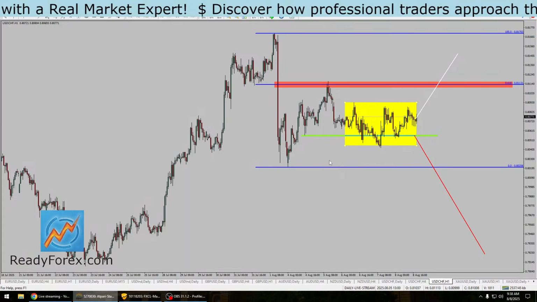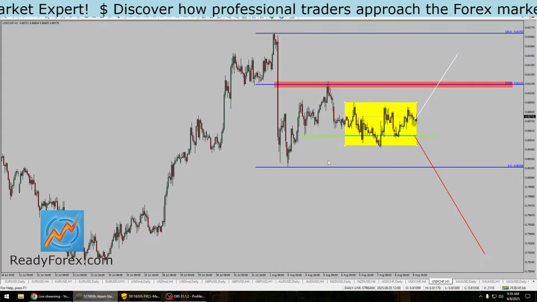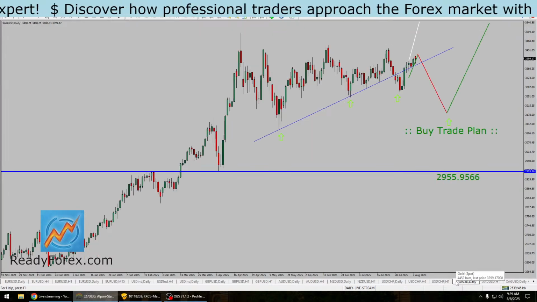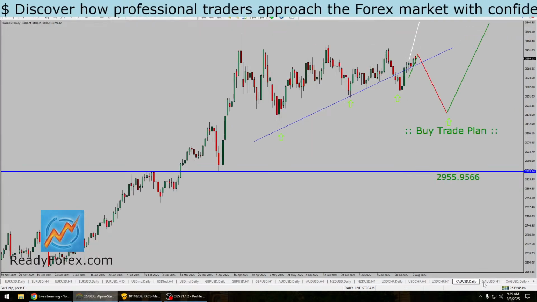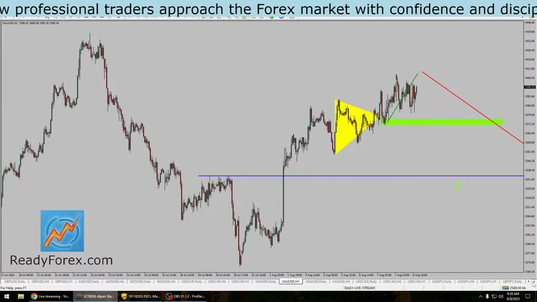So this is the range in US dollar Swiss franc. It's kind of a sideways price action. Next one is the spot gold. Spot gold, the trend is up. Same goes with the 1-hour time frame. It's an uptrend going on inside spot gold.